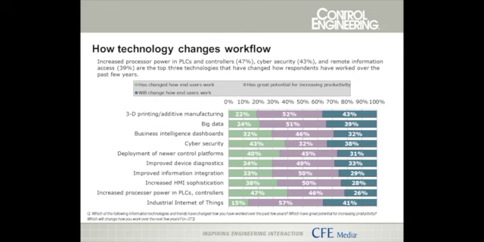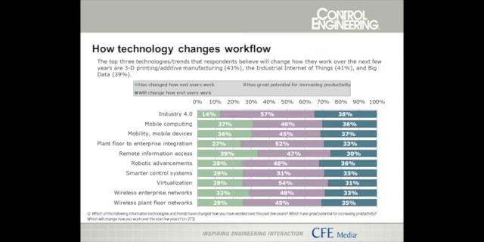The top 3 technologies that have changed how respondents have worked over the past few years are increased process power in PLCs and controllers at 47%, cybersecurity at 43%, and deployment of newer control platforms at 40%, followed very closely by remote information access, increased HMI sophistication, and mobile computing, all within a margin of error for that 3rd spot.